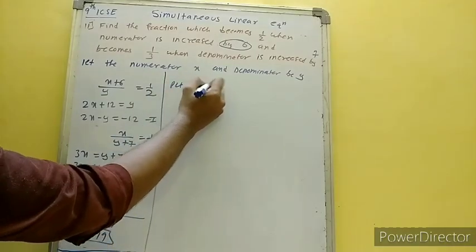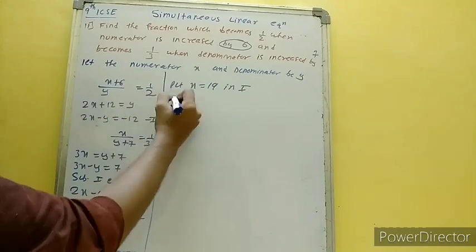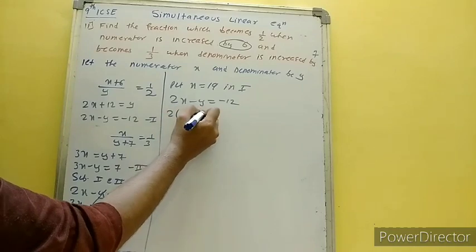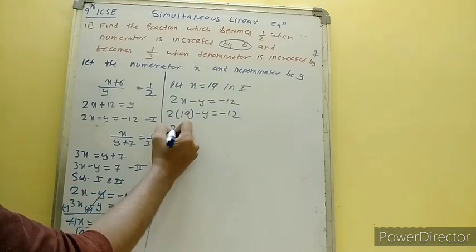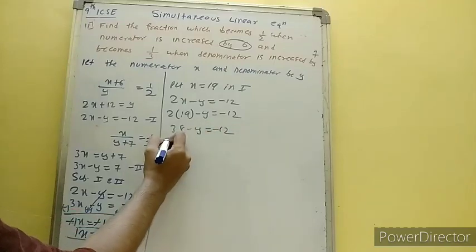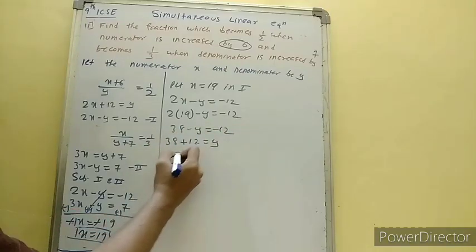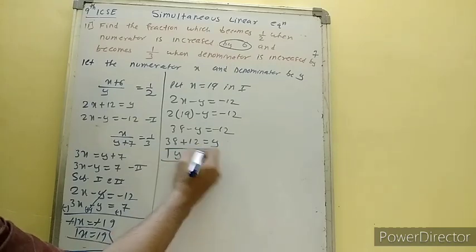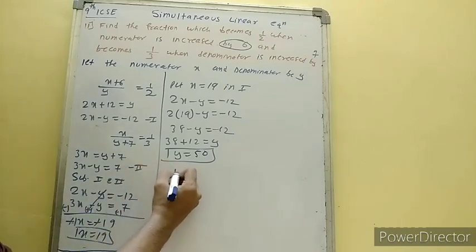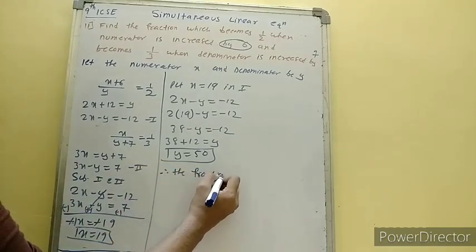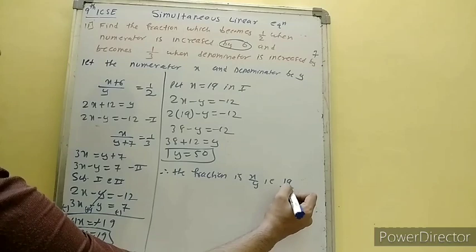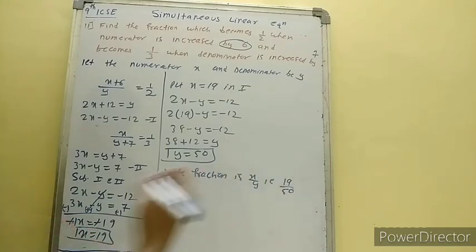So put x is equal to 19 in 1. We have 2x minus y is equal to minus 12. 2 into 19 minus y is equal to minus 12. 38 minus y is equal to minus 12. 38 plus 12 is equal to y. y is equal to 50. Therefore, the fraction is x upon y, that is 19 upon 50. So that was the solution for the 11th one.